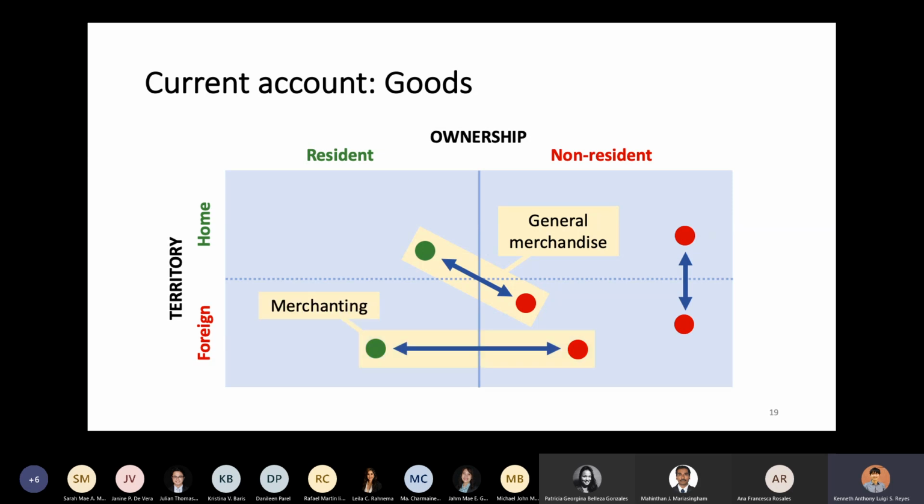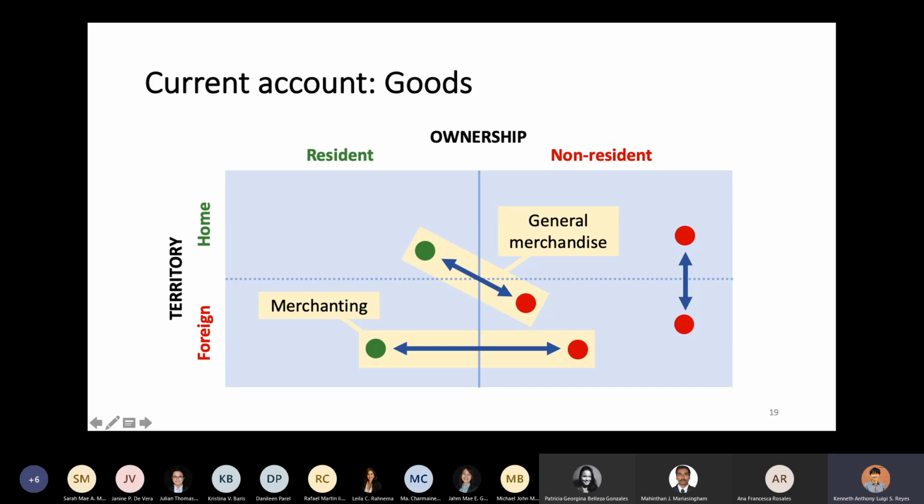But for this second scenario, this is where we have a bit of ambiguity. So for merchandise trade, this will not be counted as an international transaction because you are not actually crossing economic territories. But for the balance of payments, recall that the main principle is whether or not it's between residents and non-residents. So in this case, it will be counted under the balance of payments, under the heading of merchanting. I'm going to give an example later to make this clearer.